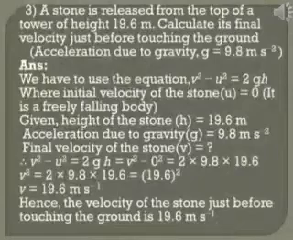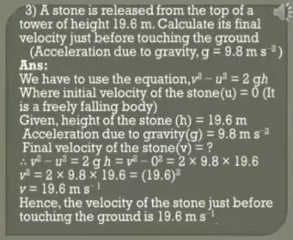Third question is, a stone is released from the top of a tower of height 19.6 meter. Calculate its final velocity just before touching the ground, given that acceleration due to gravity g is equal to 9.8 meter per second square. How to solve this question? Here we have to use the equation v square minus u square is equal to 2gh.